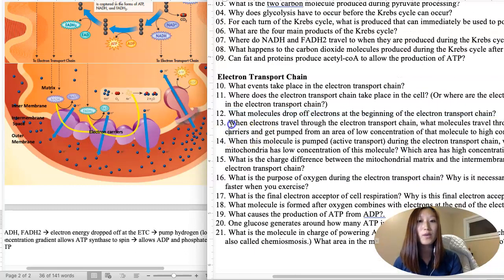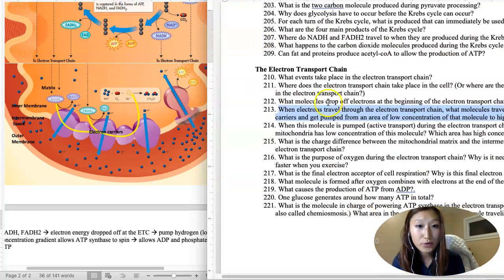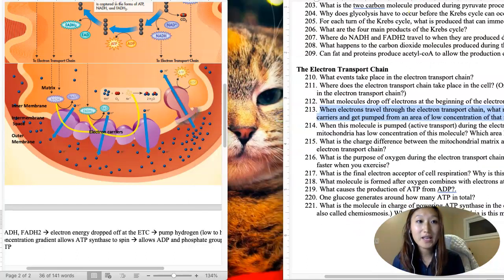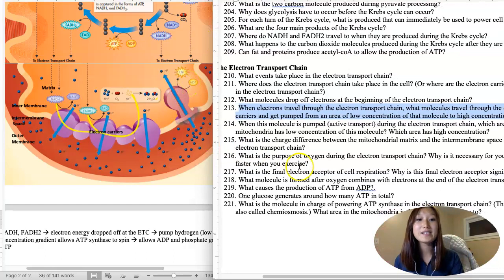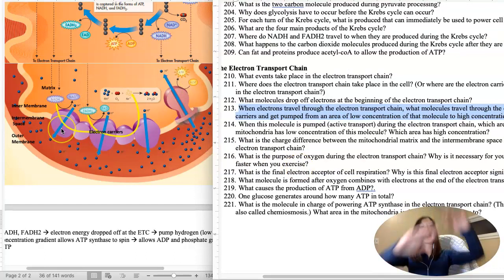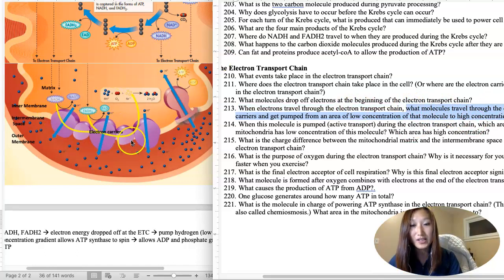The next question is, when electrons travel through the electron transport chain, what molecule goes through the electron carriers and gets pumped from low to high? That is the hydrogen, right? Going from low to high. Electrons pump. Just do this a few times. Maybe you'll remember it for the test. So when these electrons are traveling down, we pump the hydrogen from the matrix to the intermembrane space.